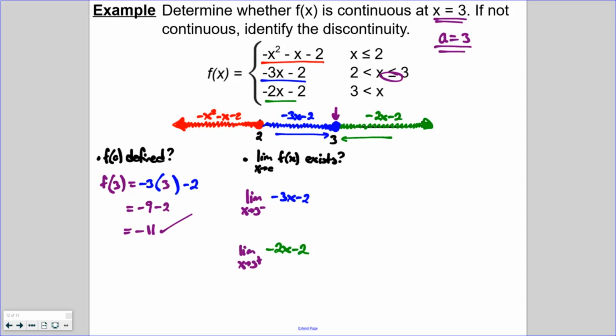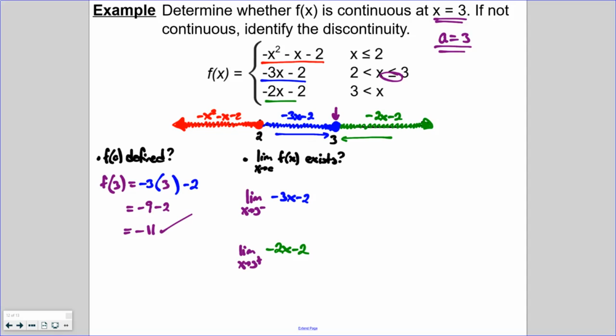Now you might be asking yourself, okay, that's great and all, but what about our red piece? What about negative x squared minus x minus 2? Great question. That piece is just there. It's part of the function. However, we only care about the point x equals 3. And x equals 3 is nowhere close to that particular expression. So in this case, one could say that expression is given to you just to confuse you, to make you think you forgot something. But we didn't. We just don't care about it.